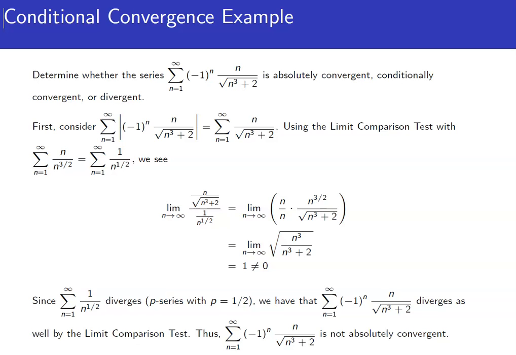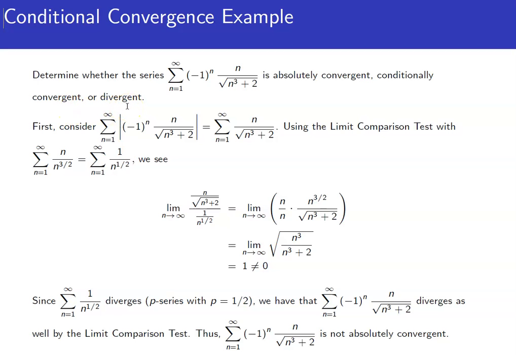In this video, we're going to look at an example that is conditionally convergent. We're being asked to determine whether this alternating series, the sum from n equals 1 to infinity of negative 1 to the n times n over the square root of n cubed plus 2, is absolutely convergent, conditionally convergent, or divergent.